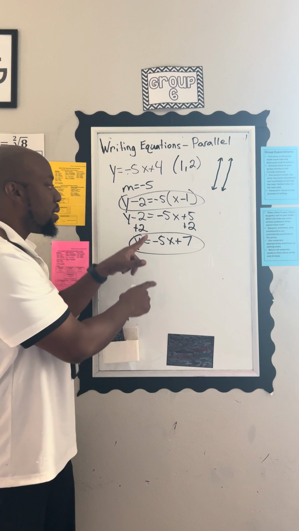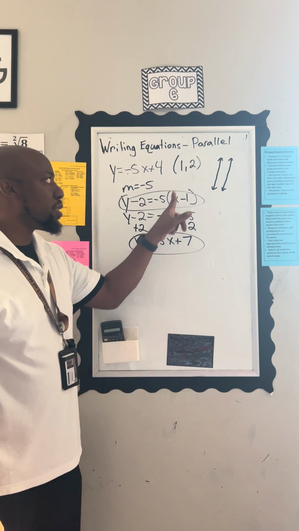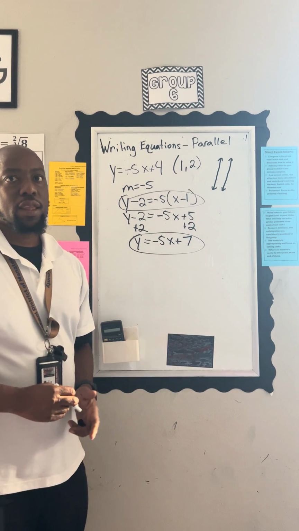They're both parallel, but this line goes through the point (1, 2).